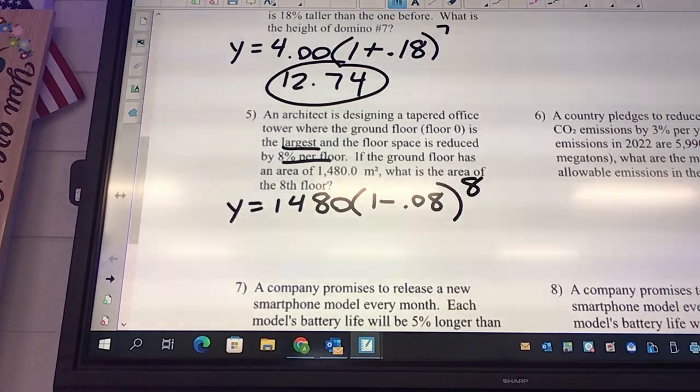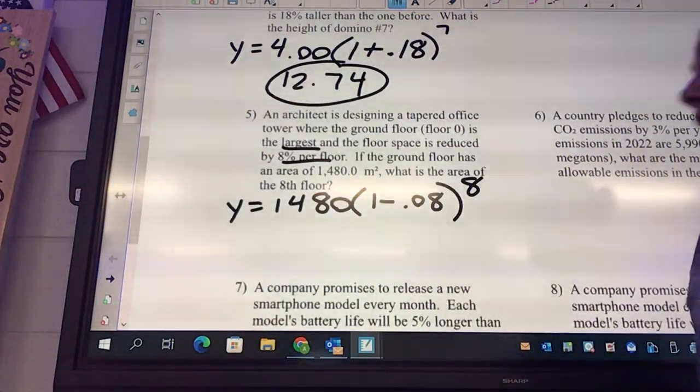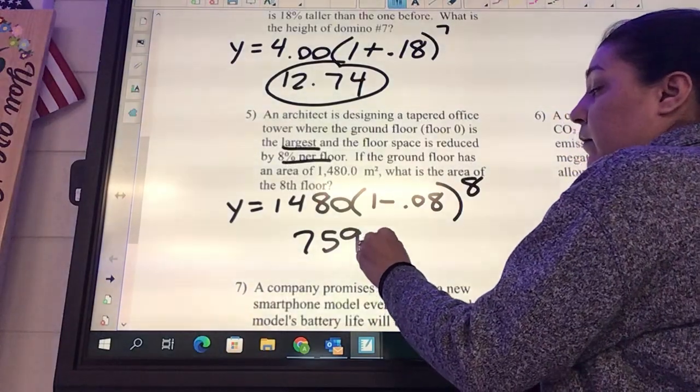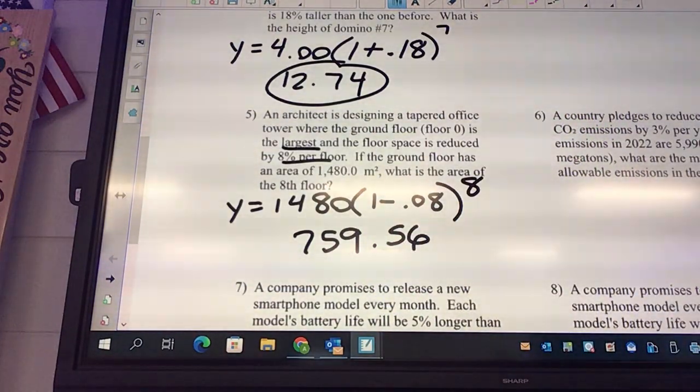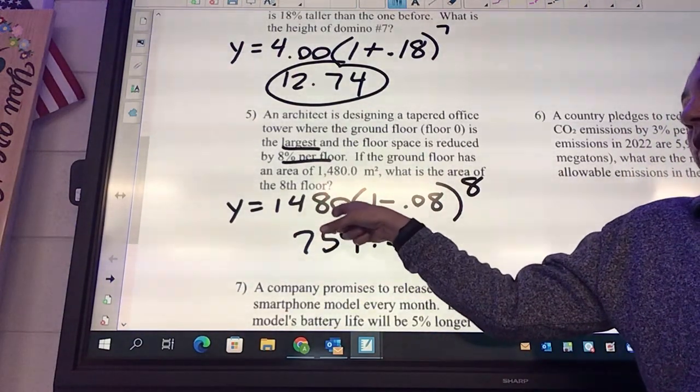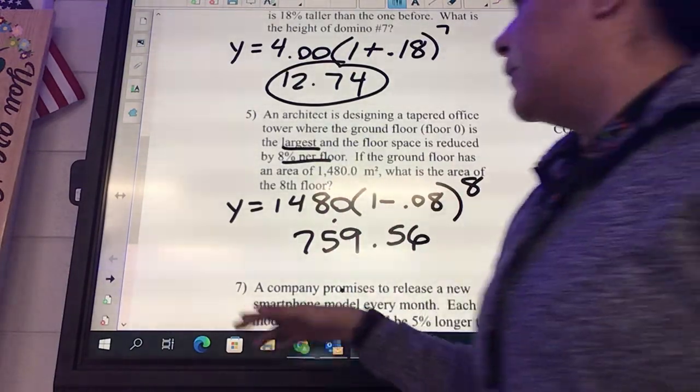What'd you get? 759.56. Do we leave the decimal or not? Why do you feel like that? Because we're not talking about anything specific, like a half of a person. Yeah, what are we talking about? Floors. The measurement of a floor, the size of a floor. So that can be 0.56. And does this make sense? Should our floor area be getting bigger or smaller by the 8th floor? Smaller, because it's decreasing, okay? You can see this was our initial amount, and this is our amount now. So that seems right.